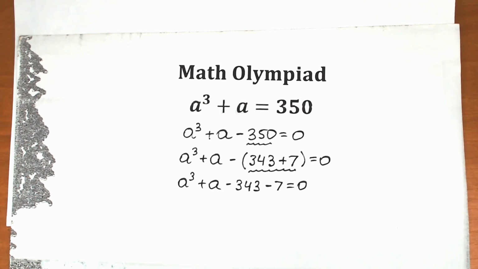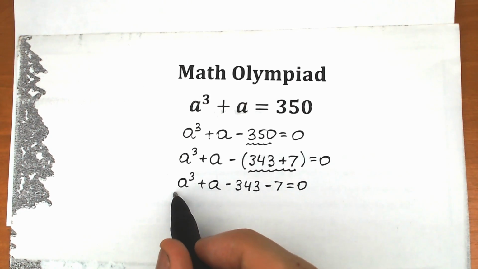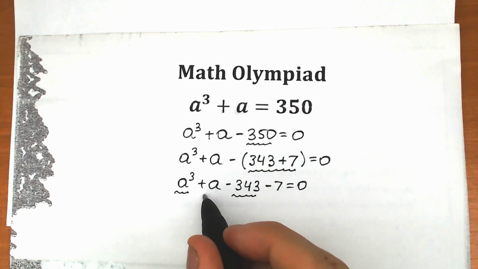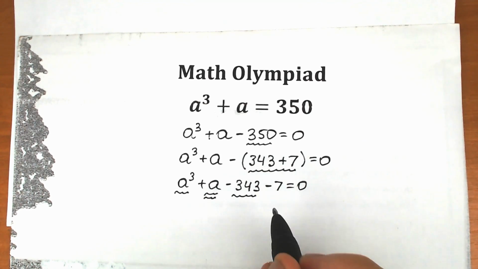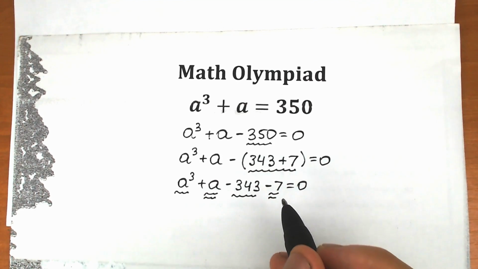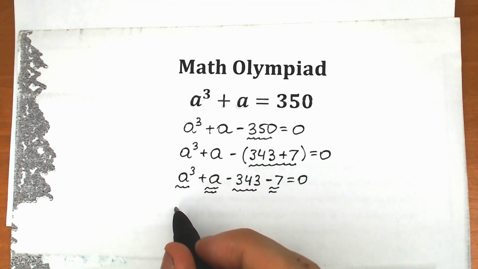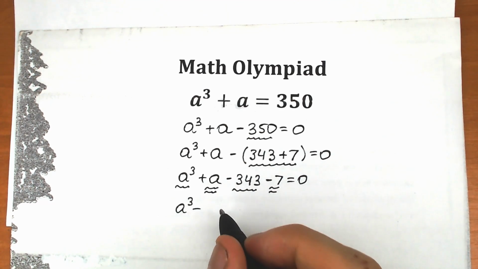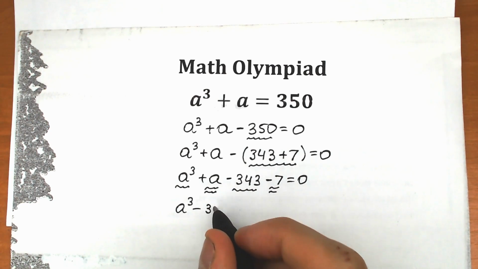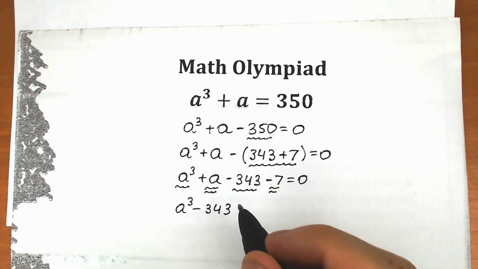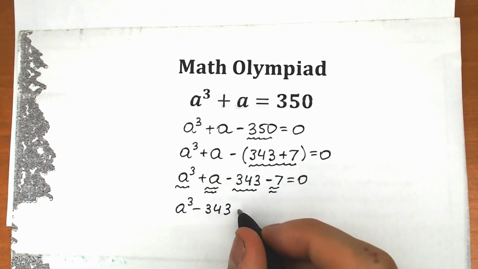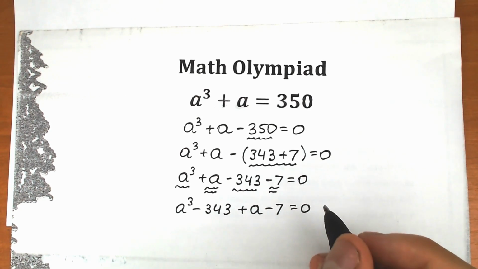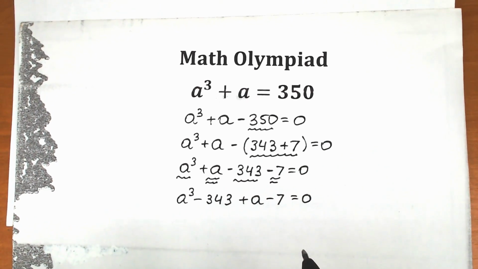Right now, let's change position a little bit. Let's group this a cube and this 343, and let's group this a with this 7. So right now we can easily do this. We have a cube minus 343, and, as I said before, we group these two expressions, plus a minus 7, equal to 0. Okay, this is the expression that we really need right now.